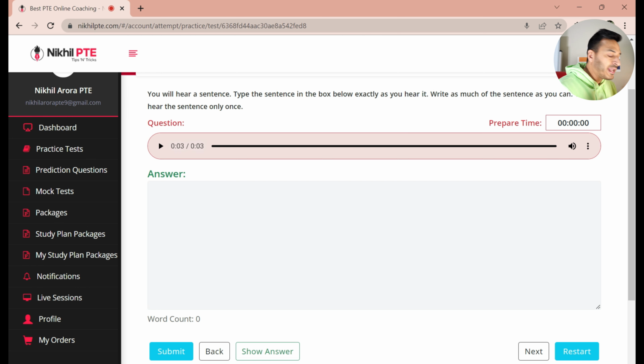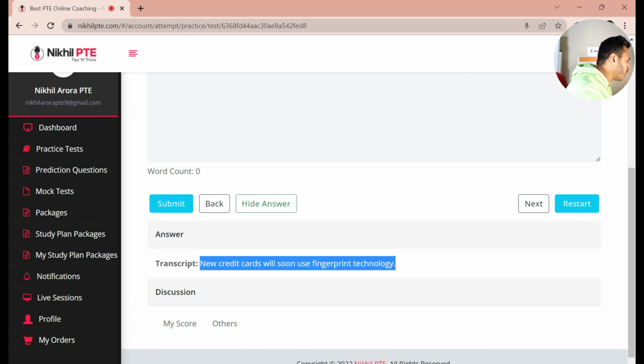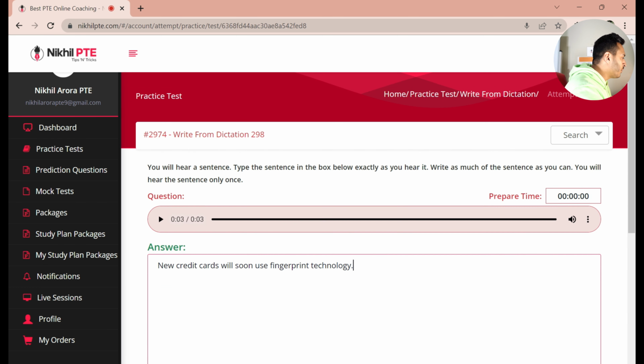So you can add an extra word after every word. Here is the trick. Let's take an example. Here is the question. New credit cards. You are not sure, credit card or credit cards? You will write both. There is no negative marking in Write from Dictation, so you can write it down.